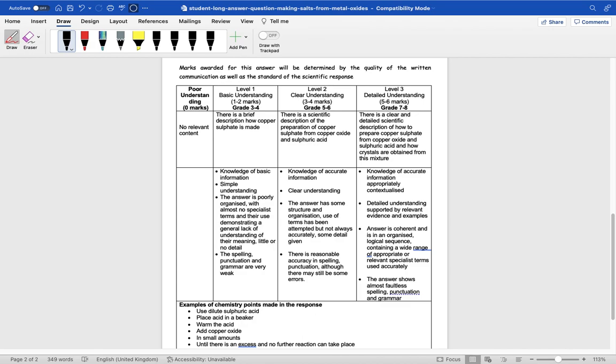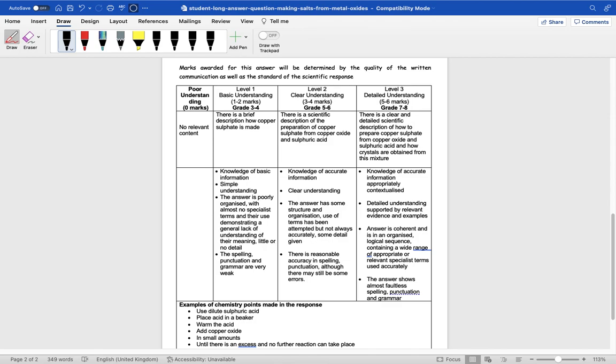A level 1 is for basic understanding, so you get 1 or 2 marks. There is a brief description of how copper sulphate is made. The knowledge is basic, the answer is poorly organised, and there are no specialist terms used. For a level 2 answer, which is 3 to 4 marks, there is a scientific description of the preparation of copper sulphate from copper oxide and sulphuric acid. There is a clear understanding. The answer has some structure and organisation. There's been some use of terms, but they're not always accurate.